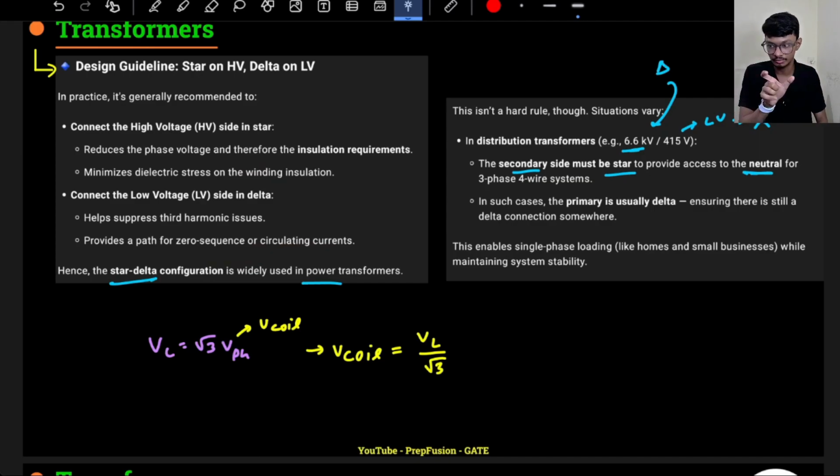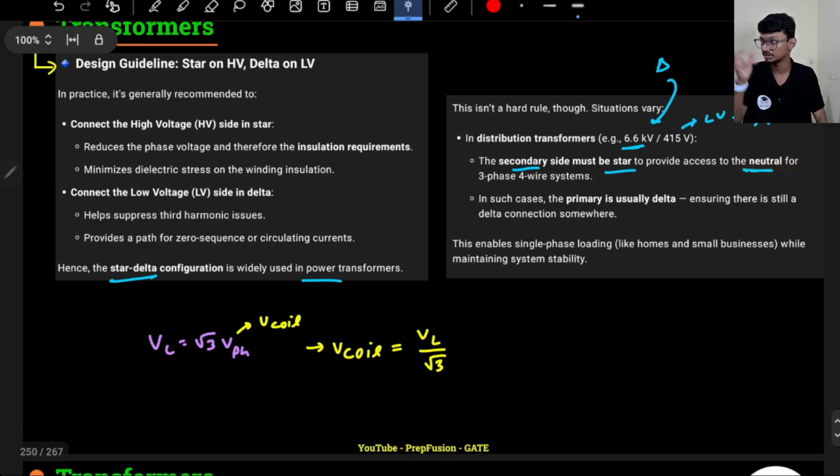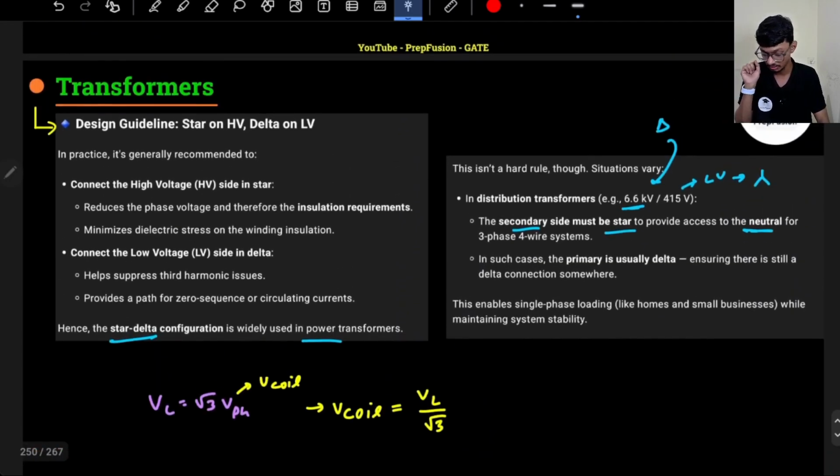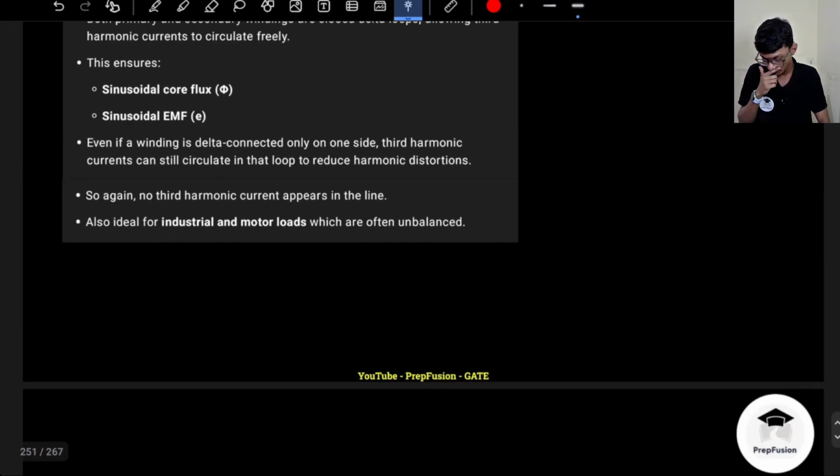For a distribution transformer, as it will be connected to load, the low voltage side will be going to the load, and we know the load requires neutral. In your homes, there is a neutral connection, right? So as the load requires neutral, right now I have no other choice. I have to put the star on the low voltage side, and the high voltage side will contain delta because I have to remove the harmonics. Okay. So again, these are all interview things that can be asked.